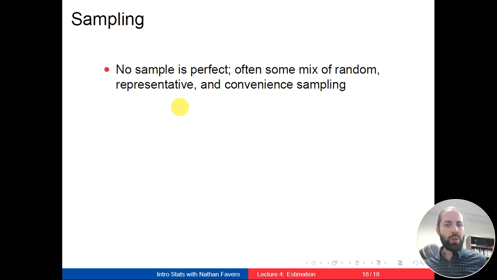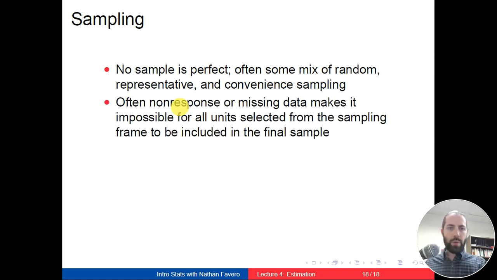All right, so in the real world, no sample is perfect, and often it's going to be a mix of random, representative, and convenient sampling. There's a few reasons for this. One of them is non response or missing data. So even if I have a voter list and I randomly select 100 people from that voter list, if I go and try to reach out to those 100 people, some of them are going to say no, I don't want to answer the survey, right? Or if I show up at their door, they might not answer the door. They might not be home even if I go to their door 3 or 4 different times, right? I could try calling them and they might just not answer no matter how many times I call them, right?